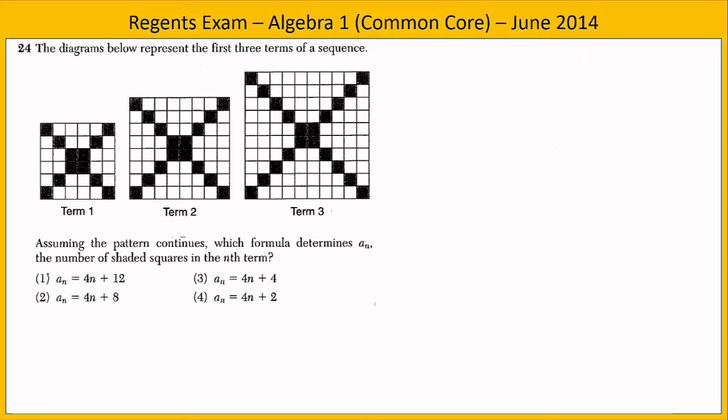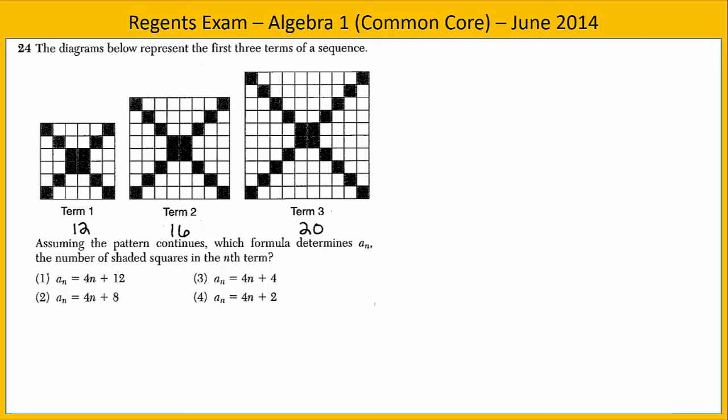In exercise 24, we're given a diagram. The diagrams represent the first 3 terms of a sequence. Let's begin by getting some information from the pictures. Term 1 has 12 boxes shaded. Term 2 has 16 boxes shaded. Term 3 has 20 boxes shaded. The sequence is 12, 16, 20.